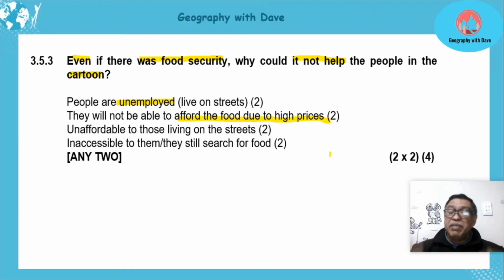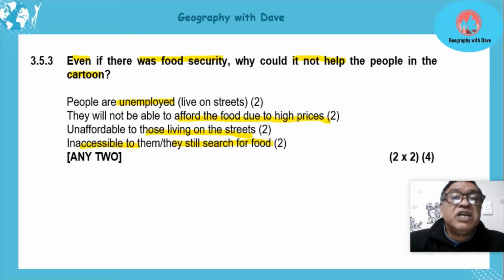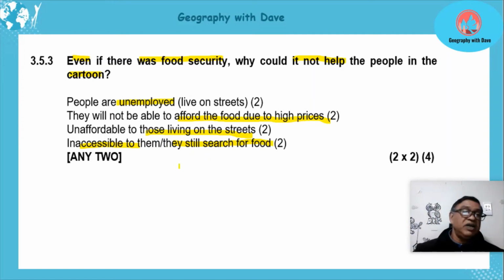Okay, even if you get a little money, they may buy some bread or whatever to eat, not getting all the proteins, etc. Unaffordable to those living in streets. Now, I know some of these answers are similar, learners, but the examiners have to give the various options. Okay, so it's unaffordable to them living on the streets. Okay, inaccessibility to them, they still search for food. It's not accessible. So yes, it's different ways of explaining the same thing sometimes, but the examiners have to give the different options. It's inaccessible to them. They can't get it. They don't have the money, you understand, or means or whatever to get the food. So that is why, even if there was enough food, they could not afford it. Okay?